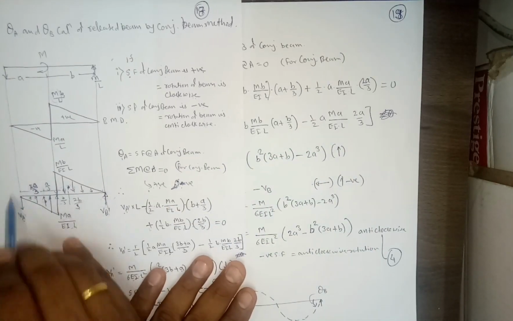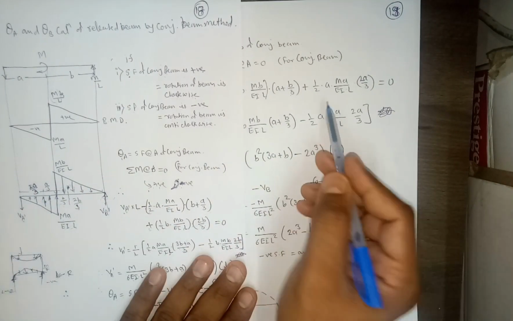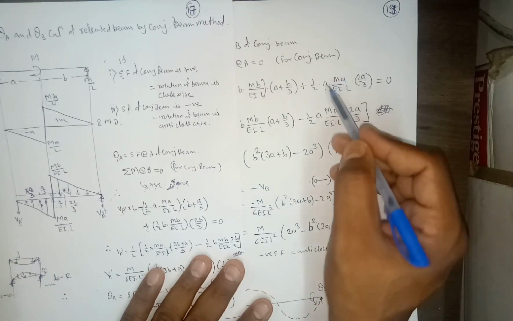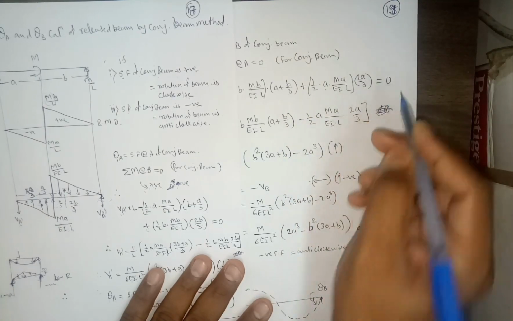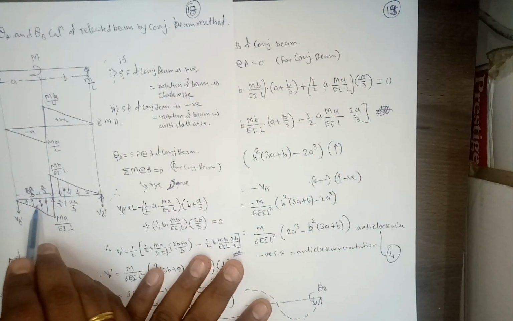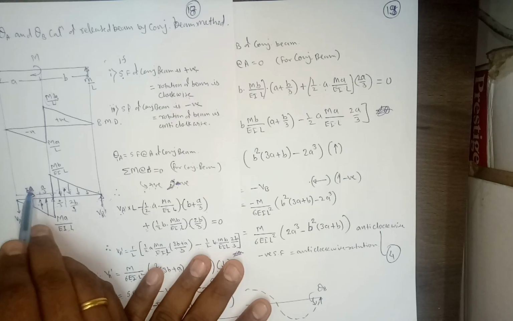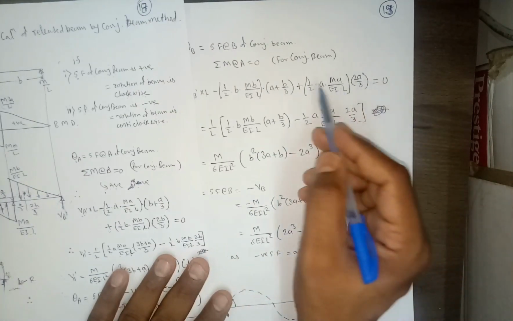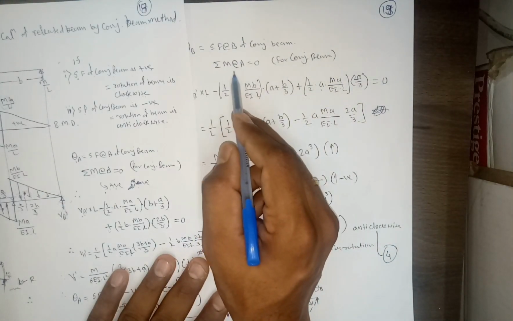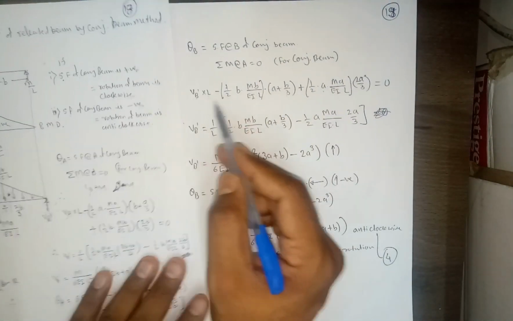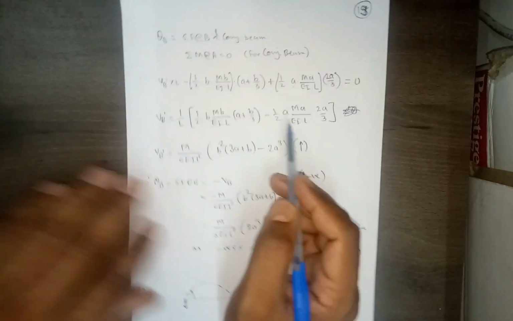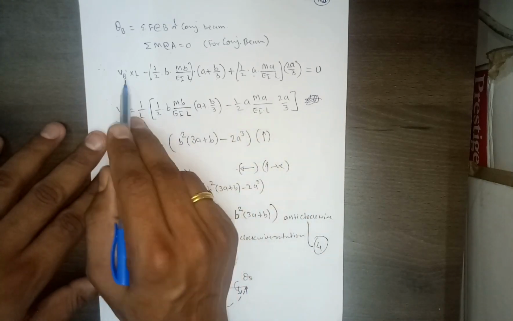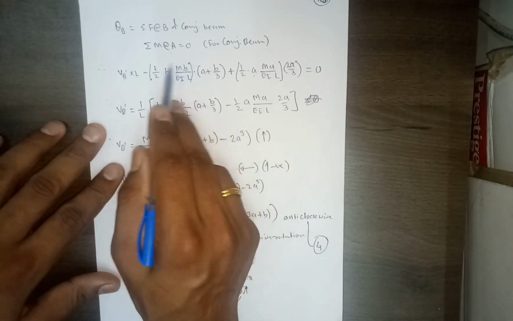Now this will cause anti-clockwise moment. So that's 1/2 A, this is again the area of the triangle, which will be the total load into distance. So this distance will be 2A by 3, so 2A by 3, and this should be equal to 0. So we are using this condition of equilibrium on the conjugate beam, and we got this equation. Now again we'll rearrange the terms.